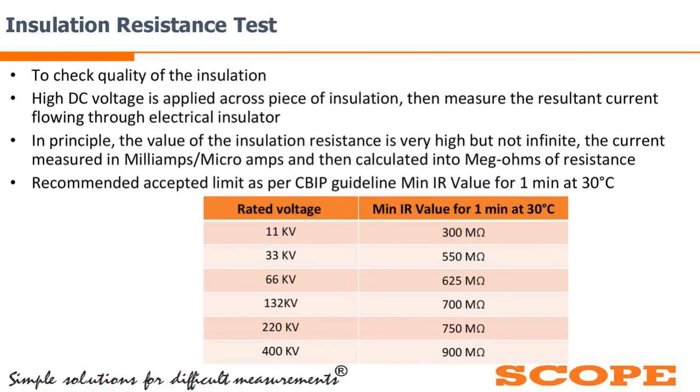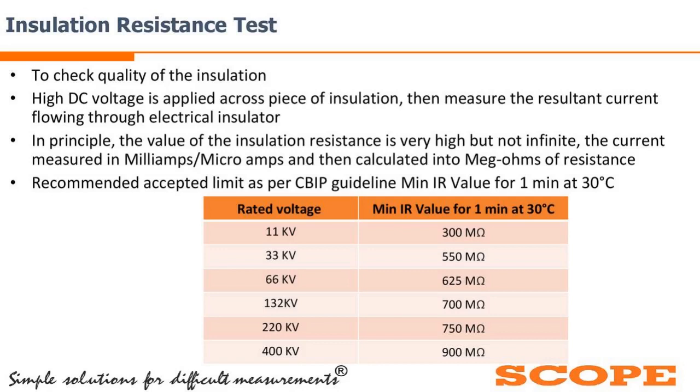After that, the insulation resistance test. As everyone is aware, for the insulation resistance test we require a DC voltage source to find out the DC insulation resistance. That is to check the quality of the insulation. We need to apply a high DC voltage across the piece of insulation, and after that measure the resultant current flowing through the electrical insulator.